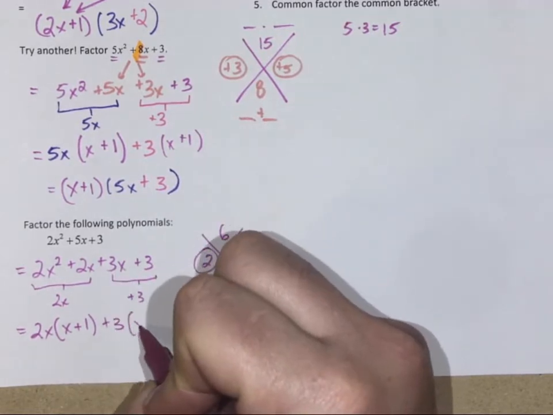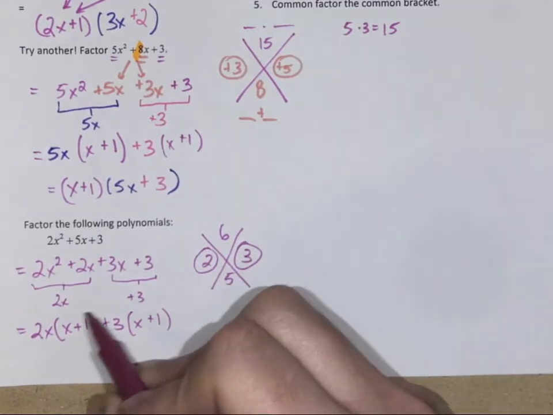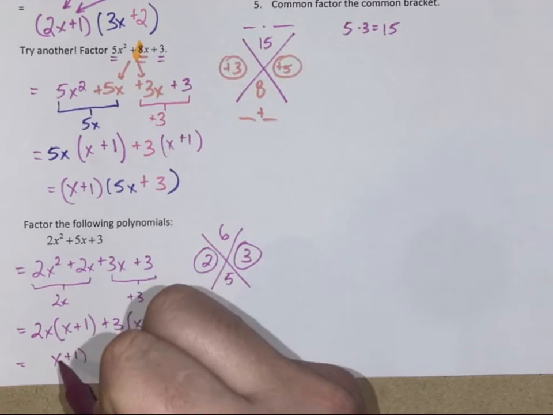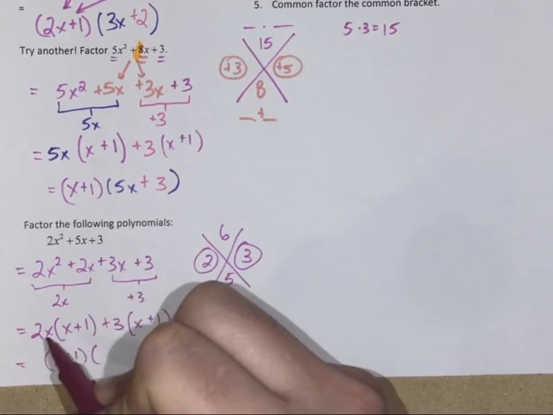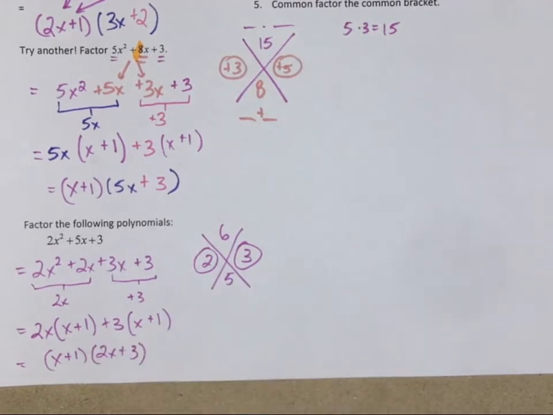X divided by 3 is x. 3 divided by 3 is 1. X plus 1, x plus 1. Those are the same. That's what I'm looking for. So it becomes x plus 1 times 2x plus 3, all in brackets.